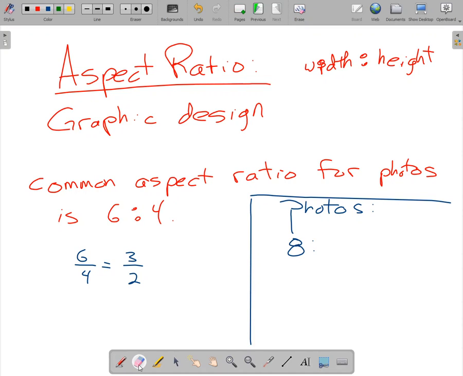10 to 8 would be the way we write it, because we usually do width then height. But it could go the other way, because there's landscape versus portrait. 8 to 5 would be another one that's kind of common. So although 6 to 4 is popular, there are other ones. Is an 8 to 5 or a 10 to 8, are they similar to a 6 to 4?